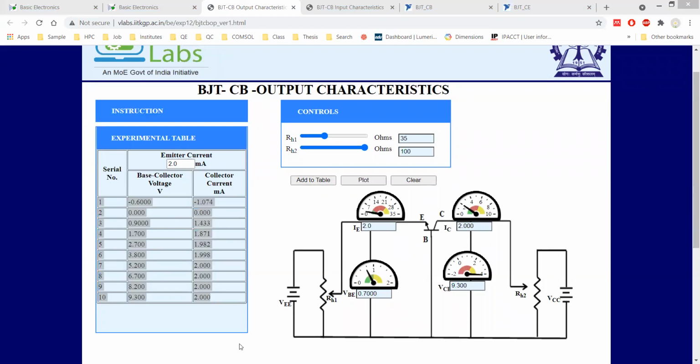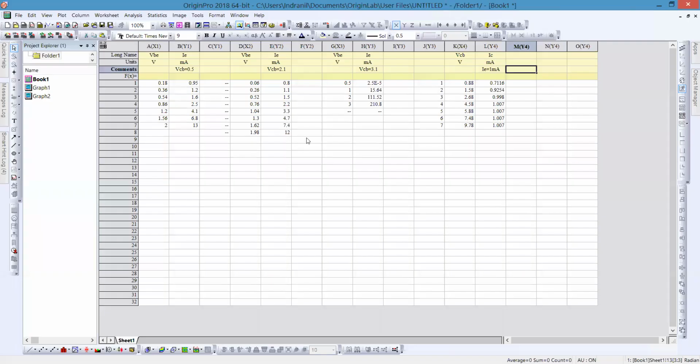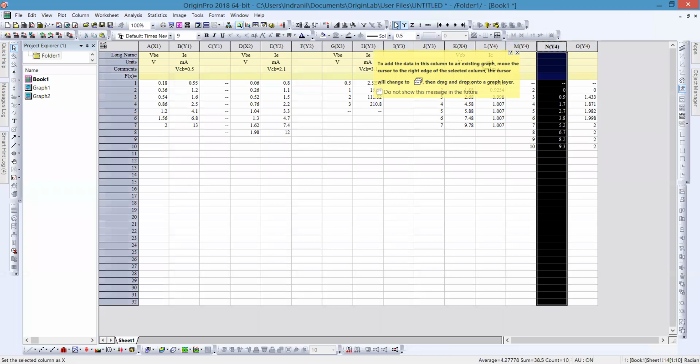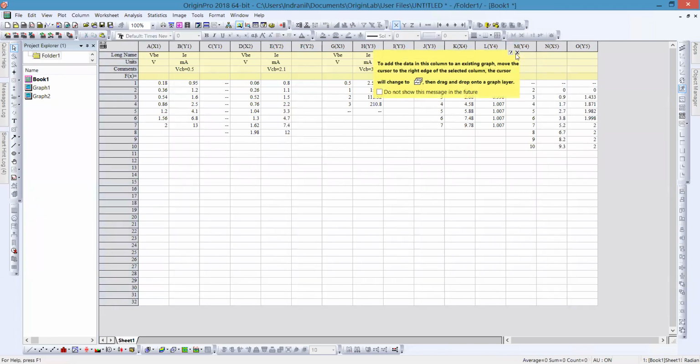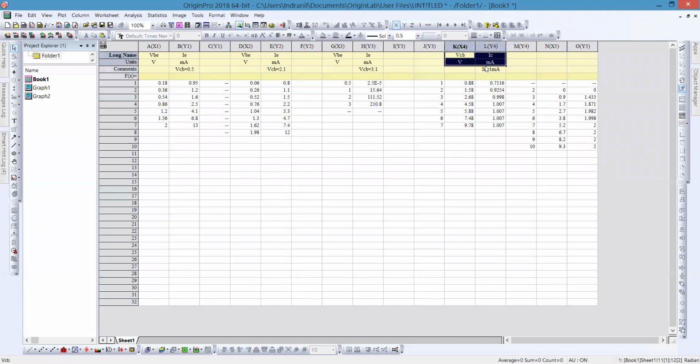So the negative voltage we will not consider here, we will not consider this negative value. Apart from that, we'll plot them. For this case, we will take these two data only, then we can comment on what kind of nature it is having. So in this case, it is 2 milliamps. We can comment on that.